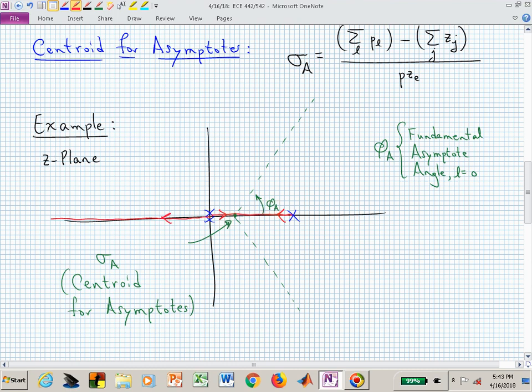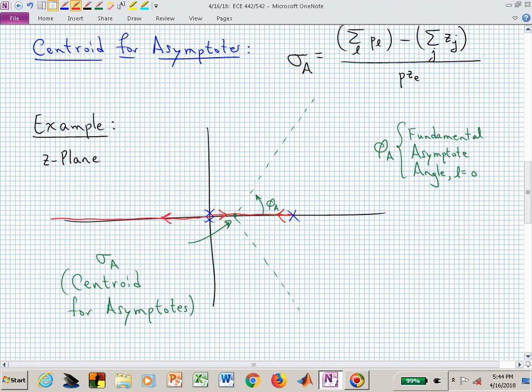If you now wanted to find the centroid, what's the pole zero excess in this example? 3 minus nothing. So the pole zero excess is 3. We would sum up all of those poles. Let's say that pole on the right was at 2. So we would now have 2 plus 0 divided by 3. So it would be at 2/3 that this centroid, that's the dot, would be located.